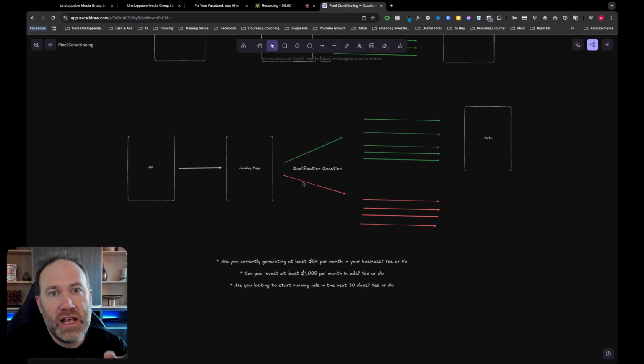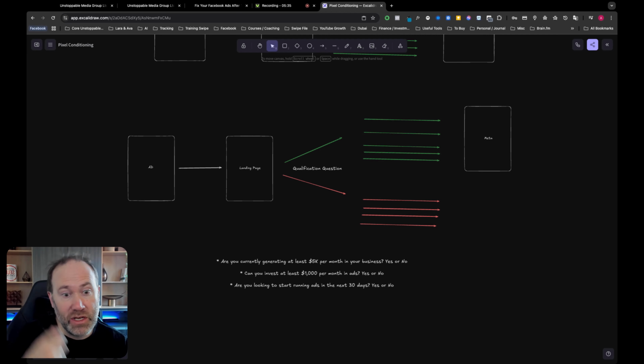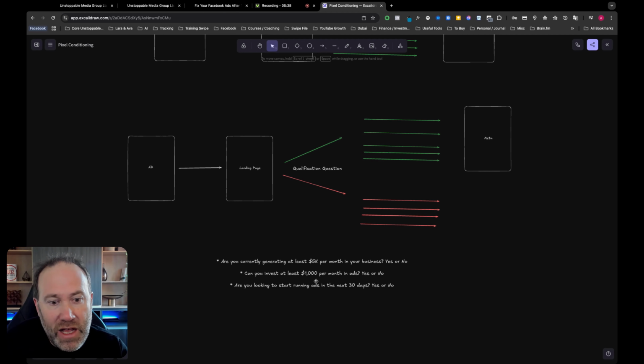But what you need to do instead is have some kind of qualification filter, usually using a qualification question. So for example, instead of just having the ad to the landing page straight to the video, you want to have the ad to the landing page, and when they opt in, there's a qualifying question that allows you to determine whether this person is a good fit for you and your offer or not. So, for example, if you're doing a business-to-business offer, you might say, are you currently generating at least $5K a month in your business? Yes or no? Can you invest at least $1,000 a month in your ads? Yes or no? Are you looking to start running ads in the next 30 days?